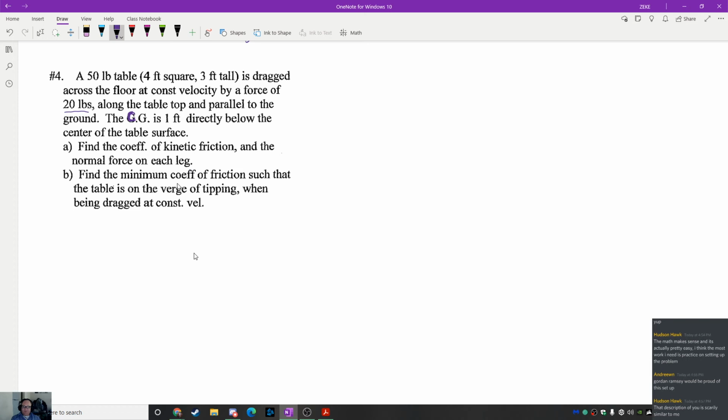We also want to find the minimum coefficient of friction such that the table is on the verge of tipping when being dragged at constant velocity. So they're two separate questions, and two separate setups, too.